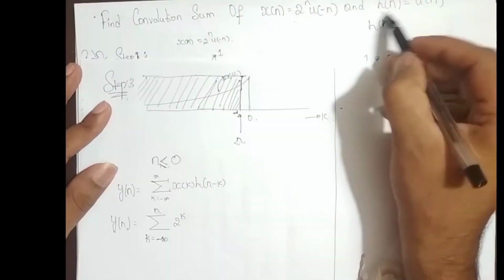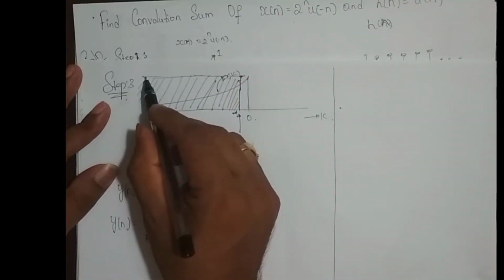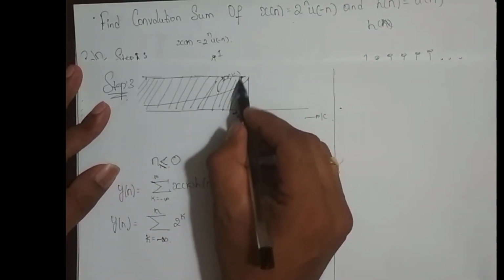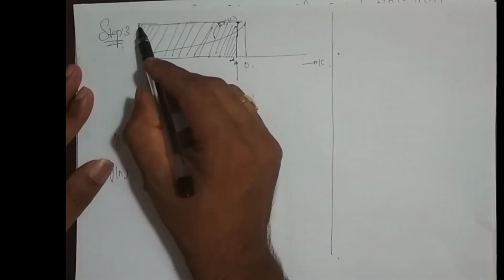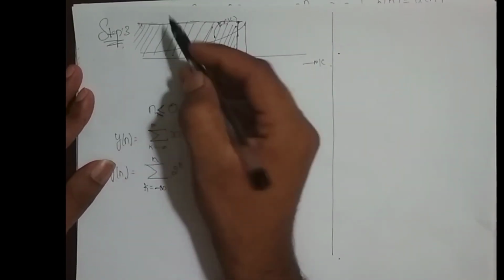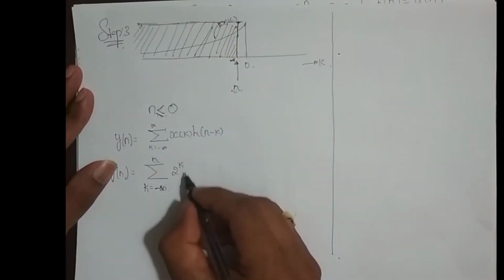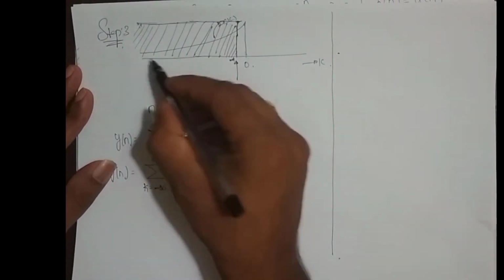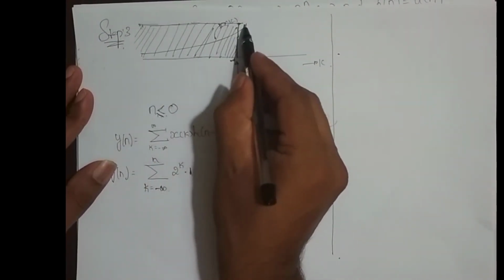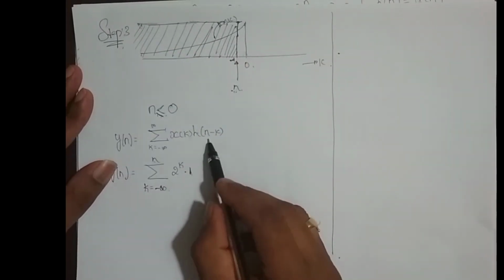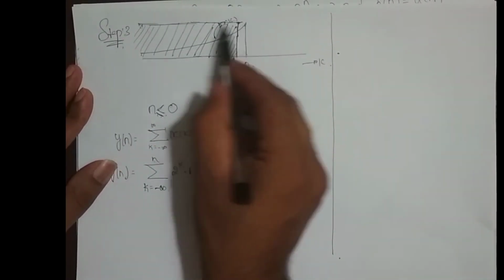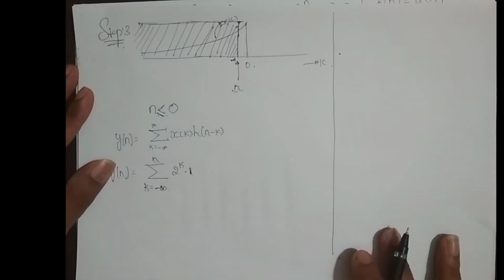So what is h of n? What is the amplitude of this? This is nothing but h of minus k. And it does not matter because it is 1 everywhere, no? So I'll just write it as 1. The amplitude of the input sequence is this, and the amplitude of h of n minus k, the other sequence, the impulse response, is 1 everywhere. Fine.